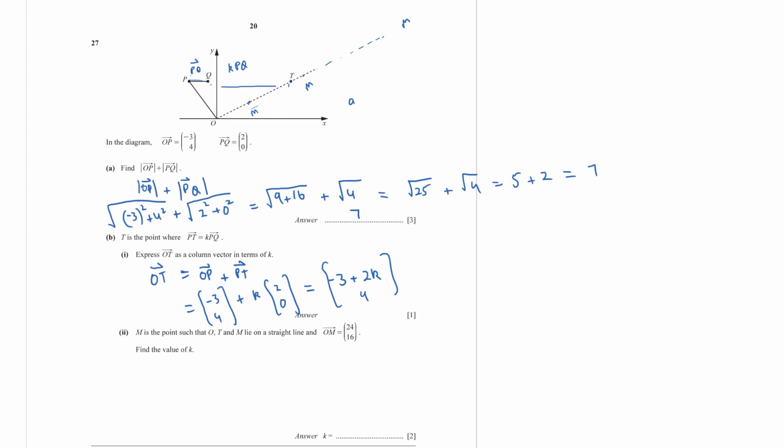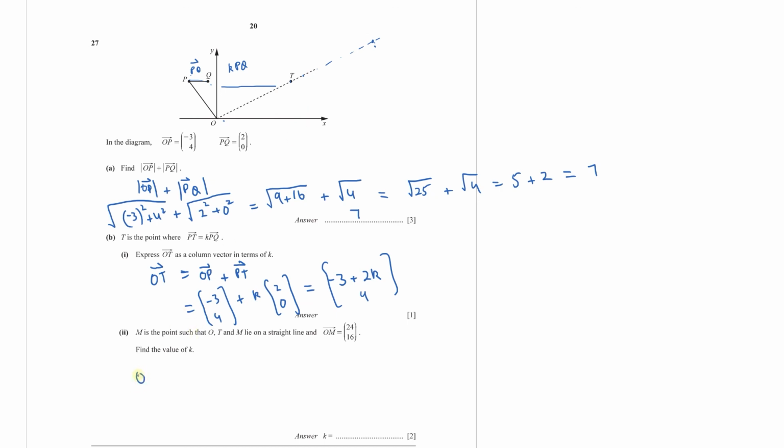For example, let's assume that M was here, which is double the length. If this length is this, I add another similar length and I end up at M. So OM, this whole vector, is twice the length of OT, and in that case my A would be equal to 2. So OM would be 2 times OT. But this is not the case; I was just giving an example. M can lie at any point on this line, so you have to find that constant value A.